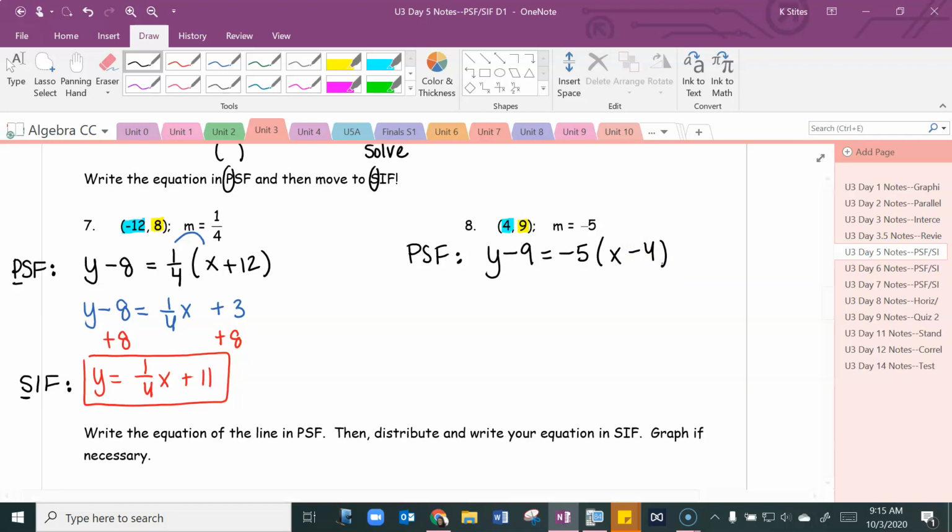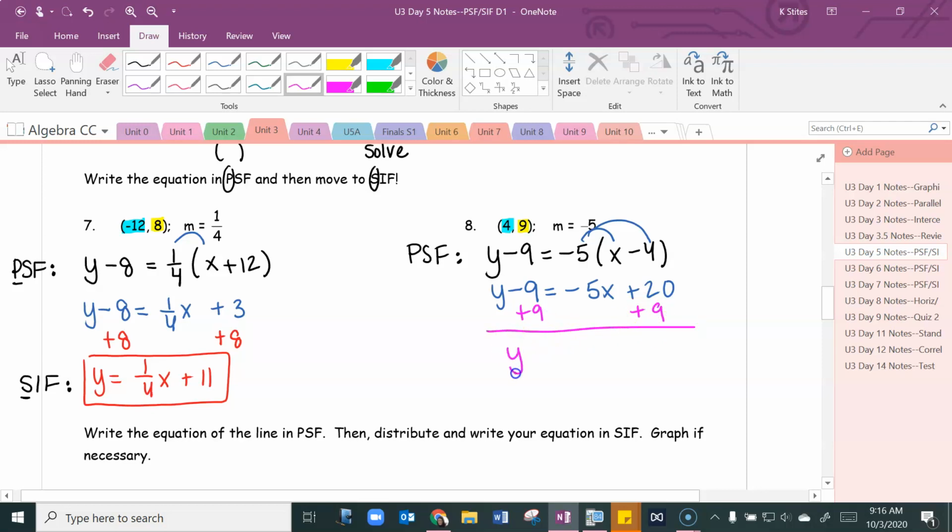Now I'm going to go ahead and do slope-intercept. So first we will distribute, which is a -5x. Careful with your signs here. -5 times -4 is +20. And then remember, we still need to solve for y, so we will add 9 to both sides. So it's y equals -5x plus 29. And that is now solved. This is your slope-intercept form.